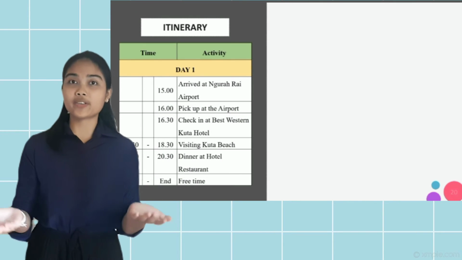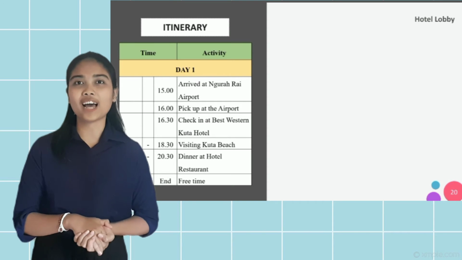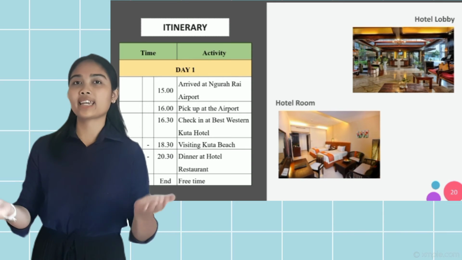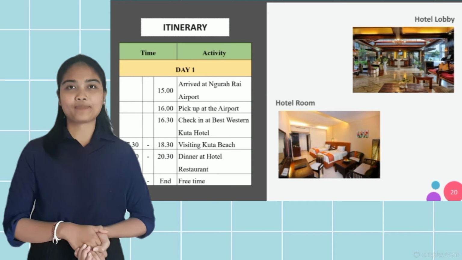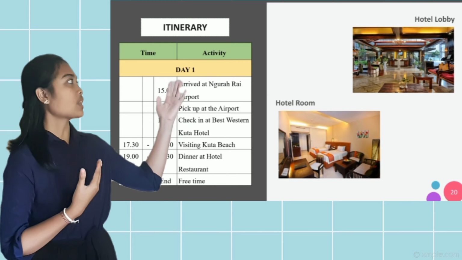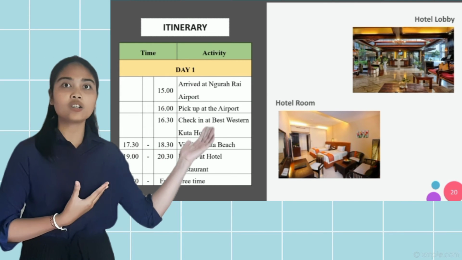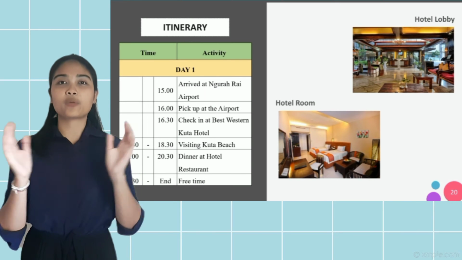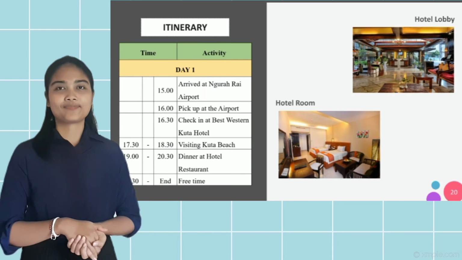It is Best Western Kuta Hotel, which is located in Kuta and very close to the airport. The employees will check in at the hotel at 4:30 p.m. This is the picture of Best Western Kuta Hotel. There is a lobby for check-in and check-out, and also a hotel room that we will use to take a rest for 3 days.